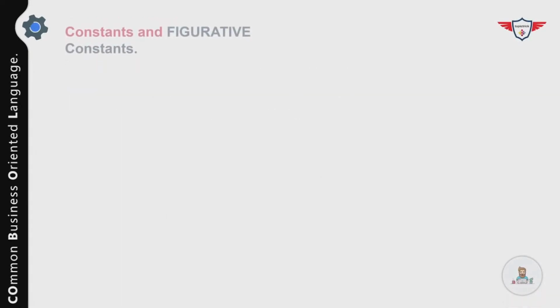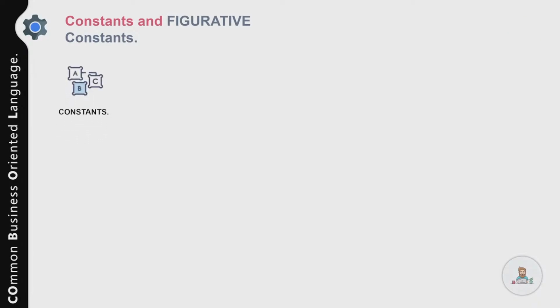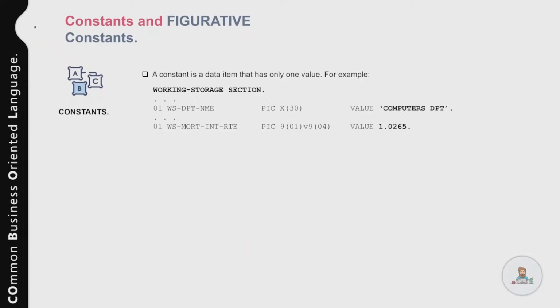Now let's talk about constant and figurative constant in COBOL and try to understand what is the basic difference between these two different categories of constant. So let's talk about constant first. A constant is a data item that has only one value throughout the execution of the program. So in the following example, I've defined two different variables that I'll be treating as a constant. The first variable is department name and the second variable is mortgage interest rate.